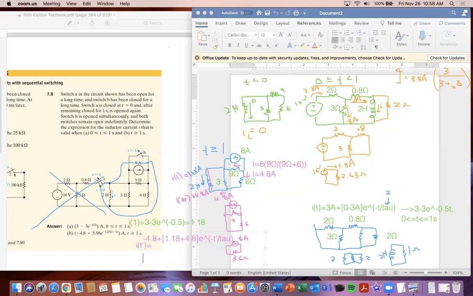where tau is going to be L over R. Now we have to see how much resistance that inductor sees, so we have to draw the diagram again with just the inductor. If we do that, we'll get this. I'm just going from this diagram over here, this blue one. The inductor sees 3 ohms, sees 9 ohms here, and sees 6 ohms here, and it ignores the source.